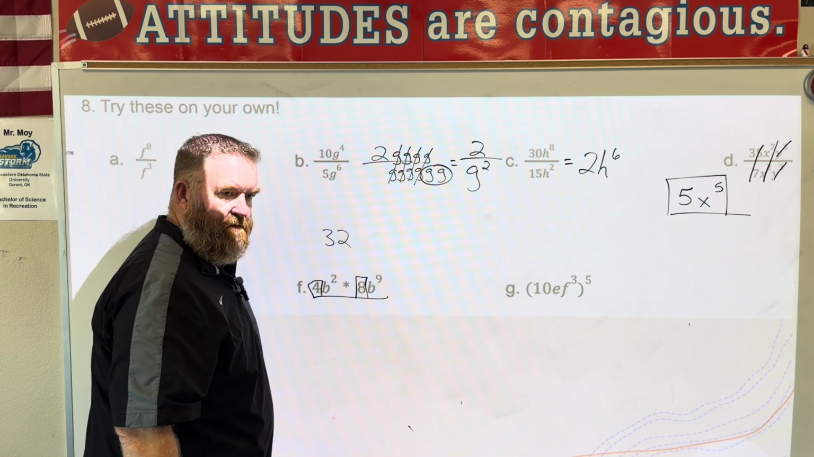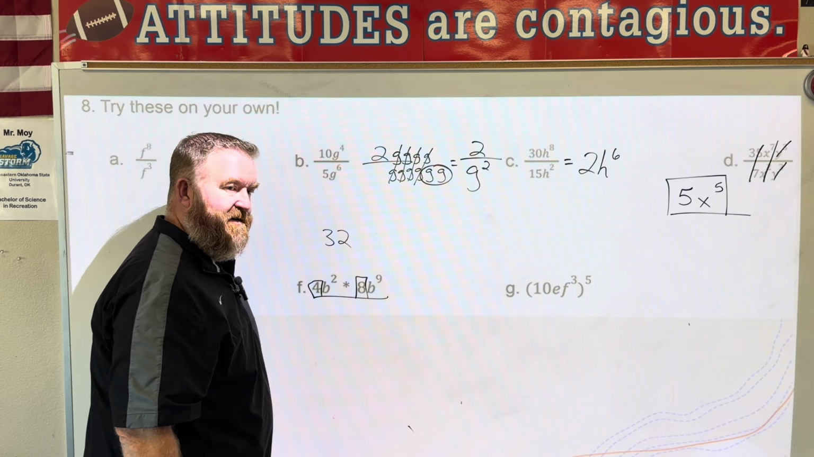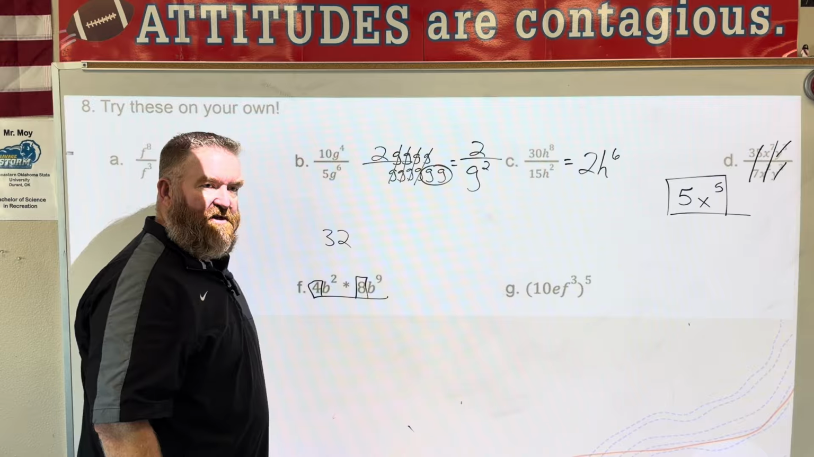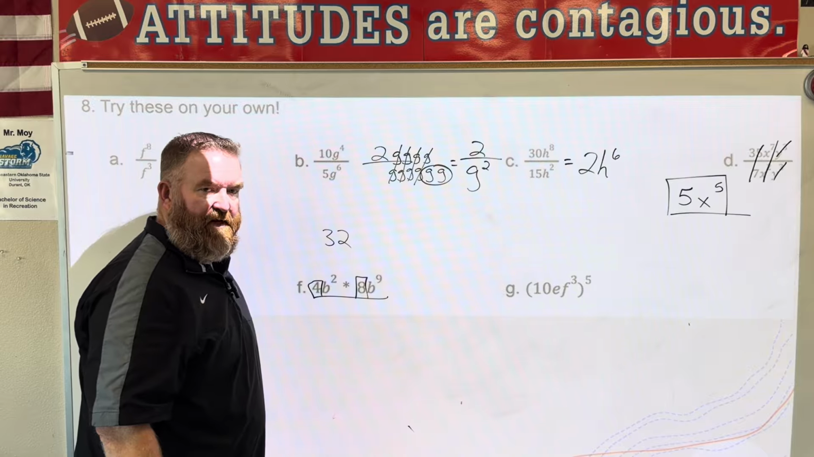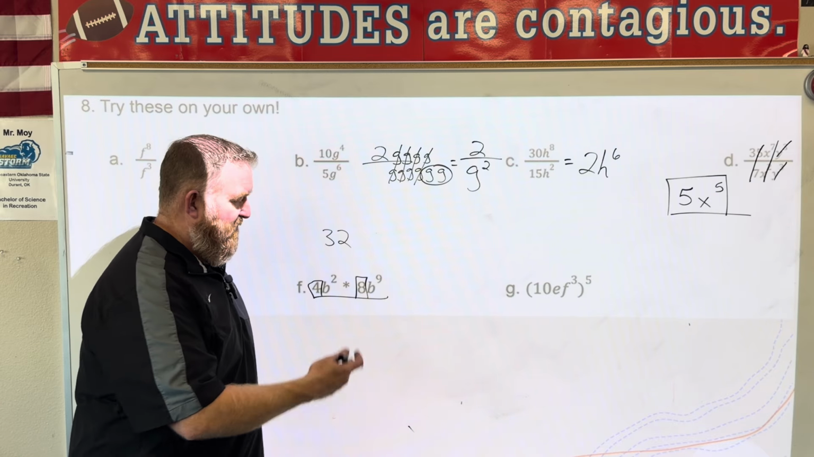Hold on. What? Are they exponents? This is the same question he had. Why do we treat the numbers on the front different? Because they're not exponents. Okay, these are exponent rules. The numbers on the front are not exponents. Those are coefficients. So we just do whatever it tells you to do.